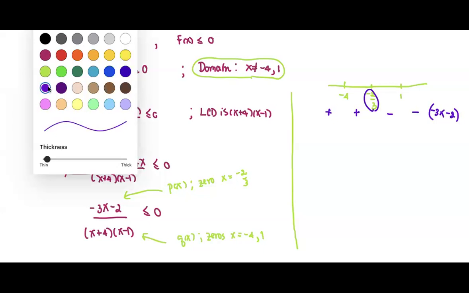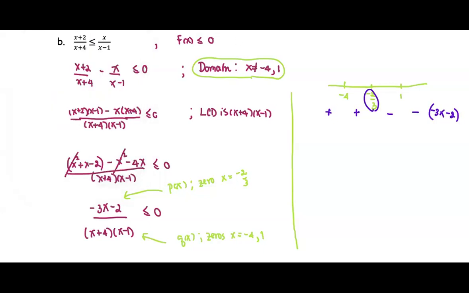And the next is the factor of the denominator, which is x plus 4. For x plus 4, we target the number negative 4. The right-hand side of negative 4, for example negative 3: negative 3 plus 4 is going to be positive. And it will be positive for all the numbers on the right-hand side of negative 4. The numbers on the left side of negative 4, for example, negative 5.